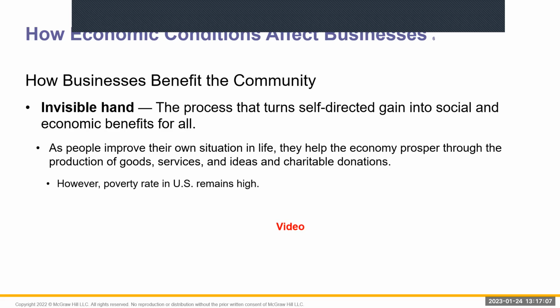So if you give people an opportunity to thrive, they're going to put back into the economy. That's the whole idea behind the free market system. They help the economy prosper through the production of goods, through providing services. They come up with ideas. They give money to charity.